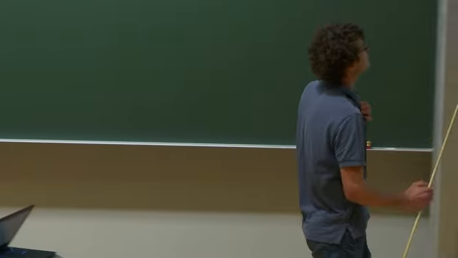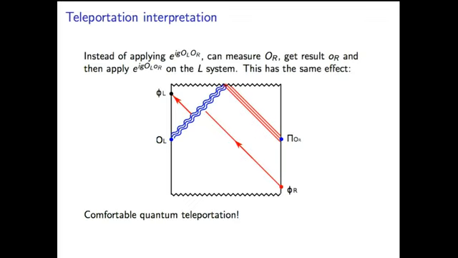Instead of applying our operator here, what we can do is something else. The person on the right side can measure O_R, measure their half. They'll get some number result, little o_R. Then they can send the result, little o_R, to the left system, and the person on the left system can apply this operator. You'll notice that this is now just an operator acting on the left system, because it involves the O_L, but only the number o_R. And from the perspective of the left system, this has exactly the same effect.